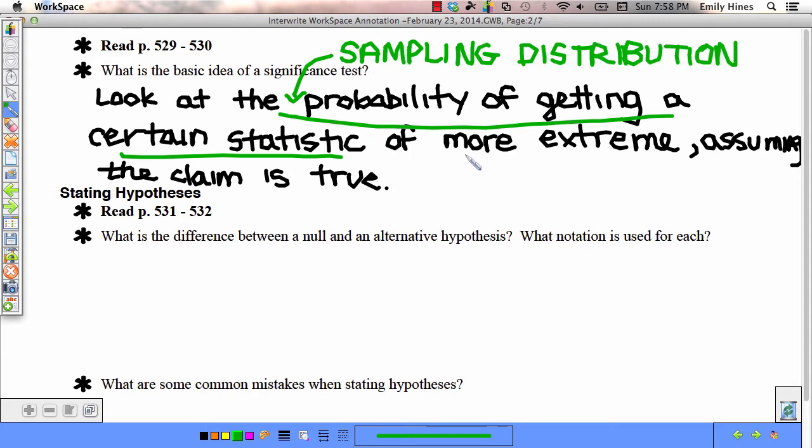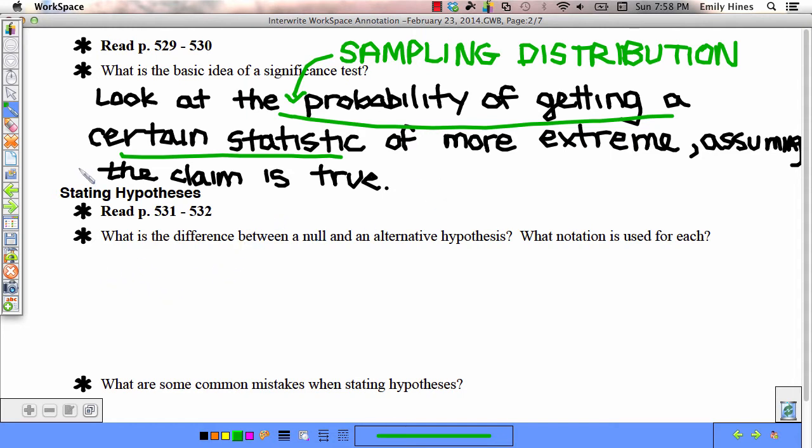And if my probability of getting that certain statistic or more extreme is really high, then probably that happened because the claim is true. However, if it's really low, and in this case we typically use 0.05 as a cutoff, but we'll talk more about that later, then that claim probably is not true because there's such a low probability of my statistic occurring if that claim were true.